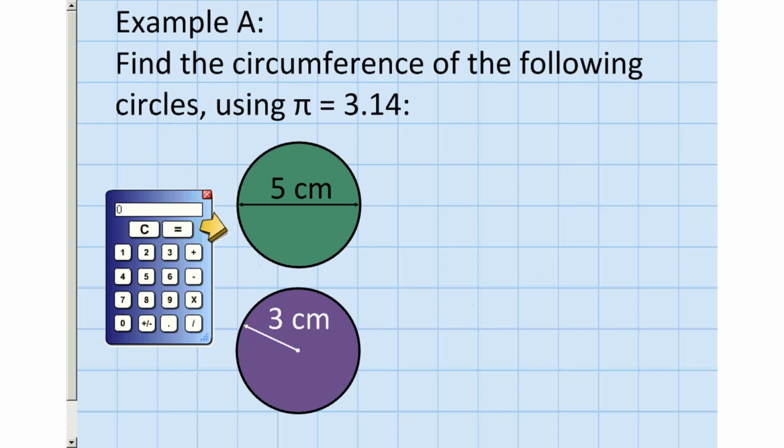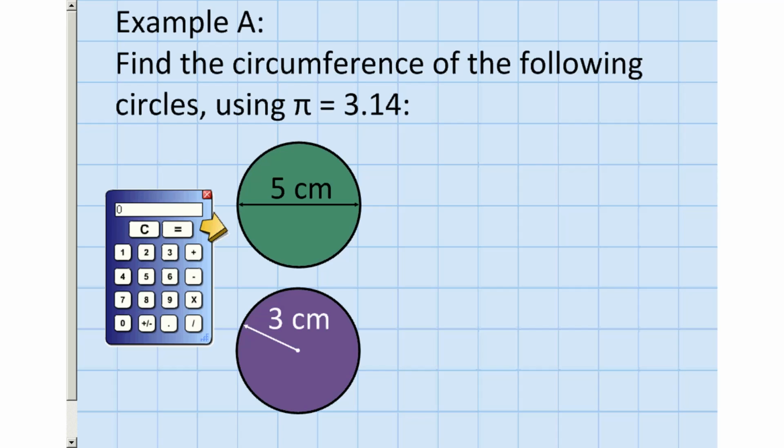So, example: find the circumference of the following circles using pi equal to 3.14. Now, scientific calculators do have a pi button. You should be able to see it somewhere, and if you can't, look at your calculator's instructions. But because we haven't looked at rounding just yet, we're going to use pi equal to 3.14.